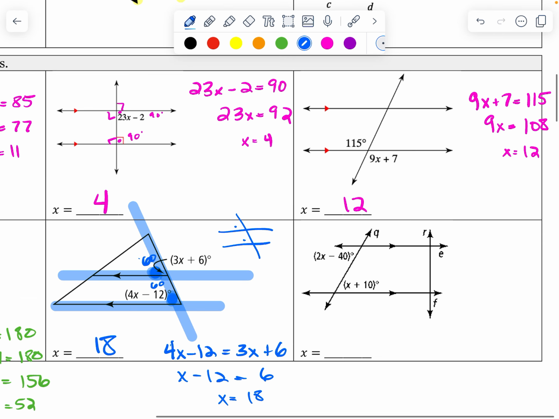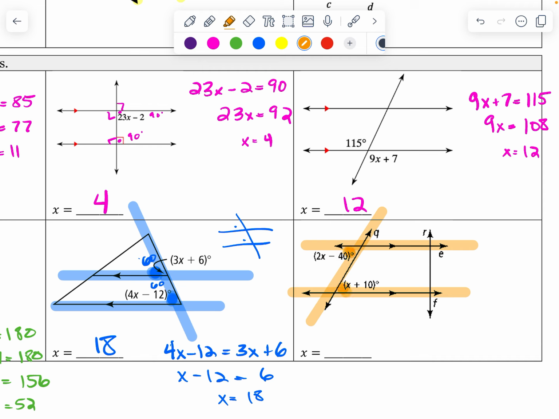All right, last one. Parallel lines cut by transversal. And there's my transversal. So we're talking about alternate interior. Alternate interior are going to be equal to each other.